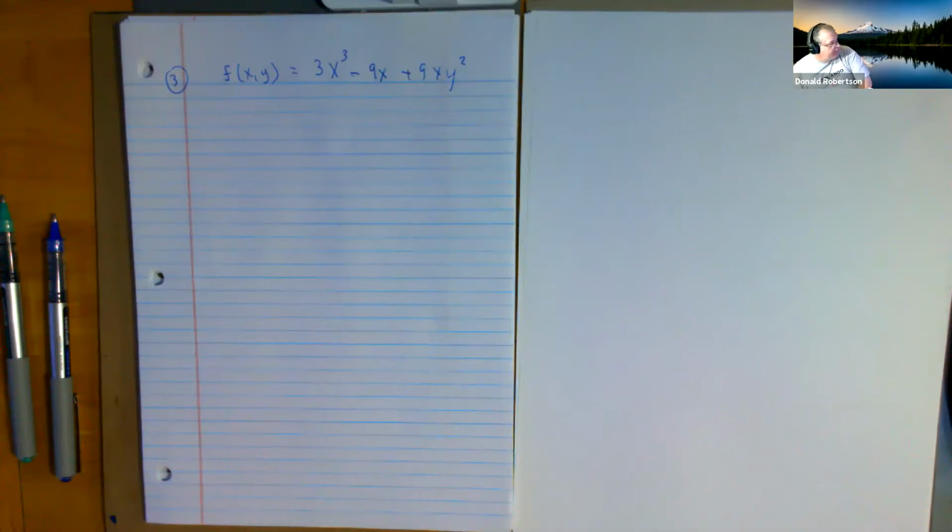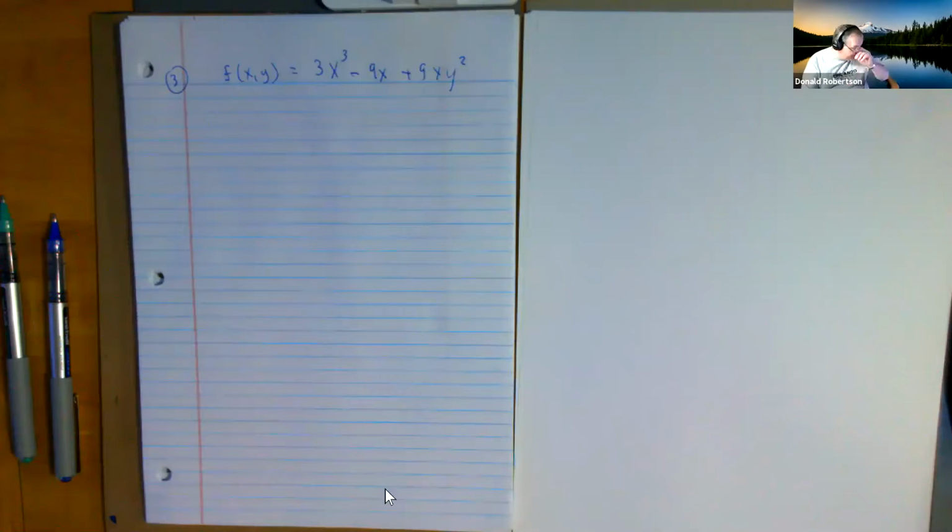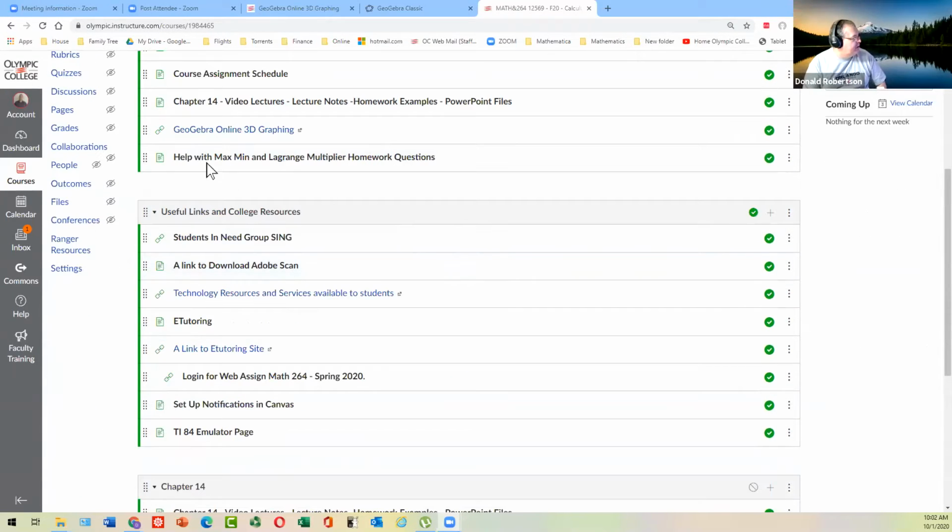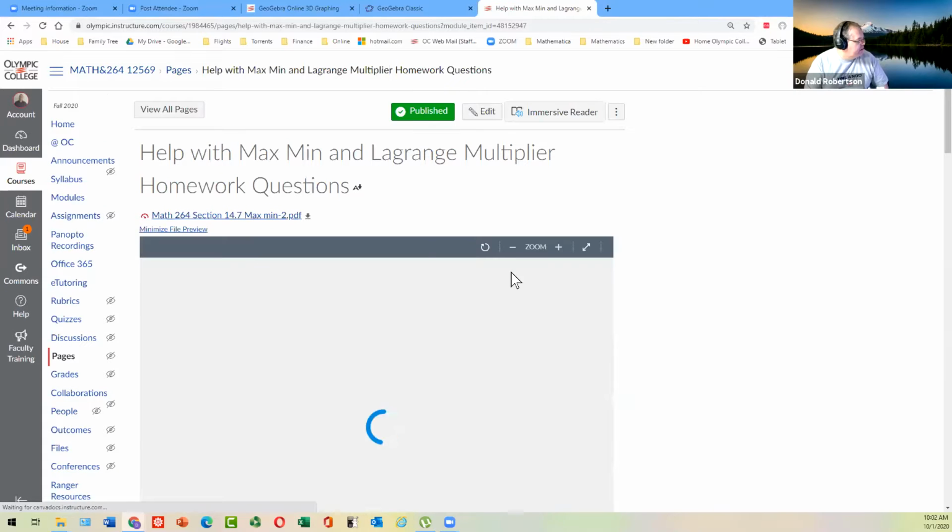Right, what you're looking at right now are some examples, or will be some more examples of how to find max and min. I've put a whole set of worked examples for you as well, so maybe I should show you that first. If you go to Canvas, you will see a new link, help with max, min and Lagrange multipliers, homework. And click on this.